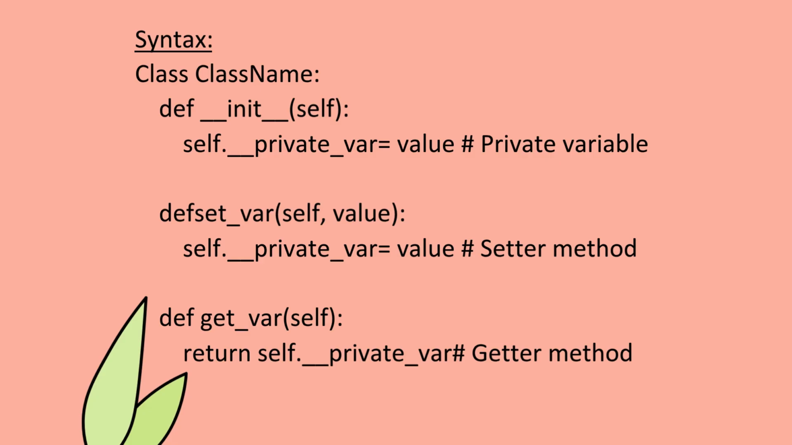Encapsulation syntax example. Here is a Python class with encapsulation. We define a private variable using double underscores. Then we use getter and setter methods to access and modify it. This protects the data and gives us control.